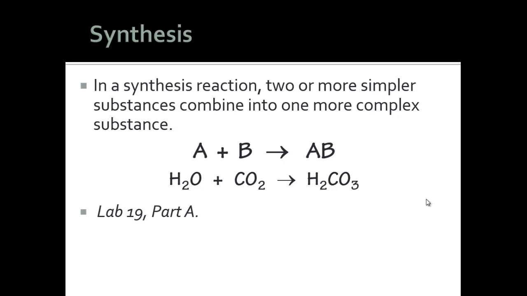So in Lab 19, Part A, you've got an equation where magnesium and oxygen were combining. You put magnesium into the crucible. And we often think about magnesium plus heat as being our reaction for this.